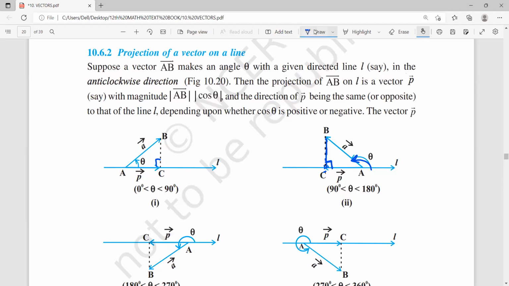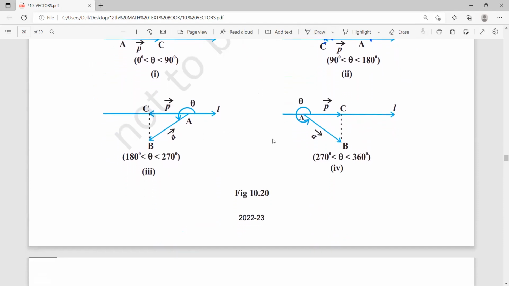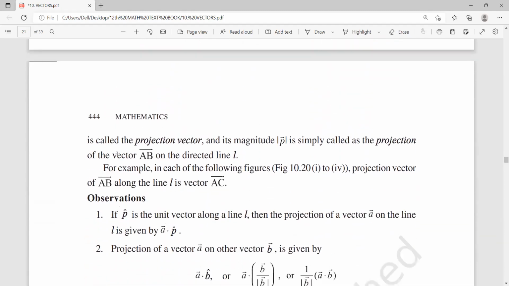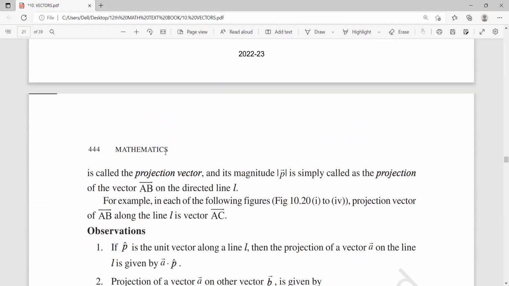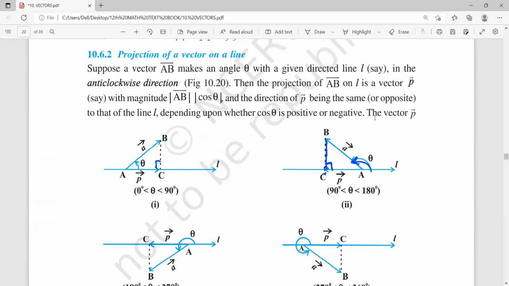Yes, sir. Similarly, the other two cases are also there. Because it is online, just to give you understanding only. See here, you understand now? Anyway, the vector P bar.